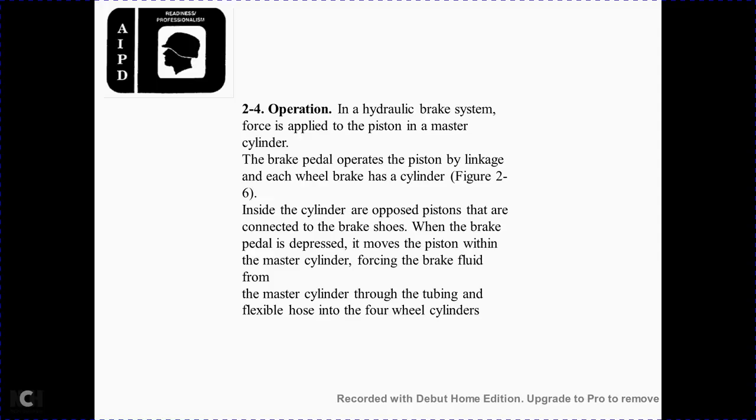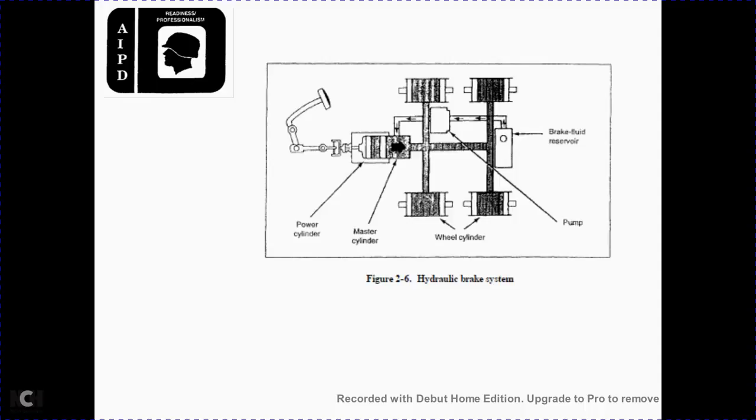2-4 Operation of the hydraulic brake. The force applied to the brake pedal operates the piston linkage. Each wheel brake cylinder has pistons inside the cylinder, connected to the brake shoes. Moving the piston in the master cylinder forces brake fluid from the master cylinder through the flexible tubes to the 4 wheel cylinders. Figure 2-6 shows the hydraulic system: brake fluid, reservoir, pump, wheel cylinders, master cylinder, and power cylinder.